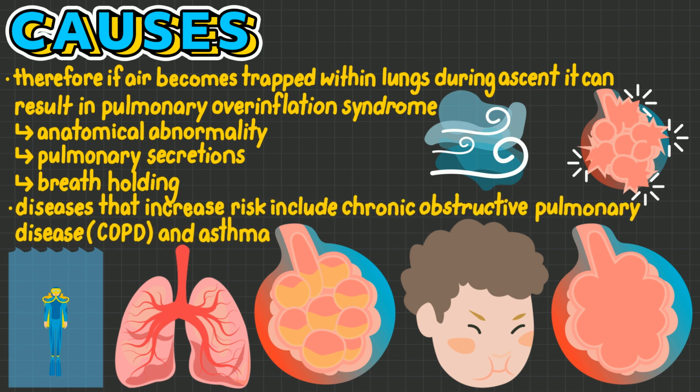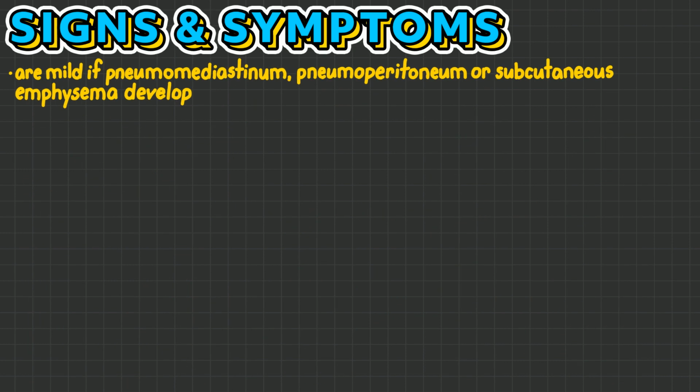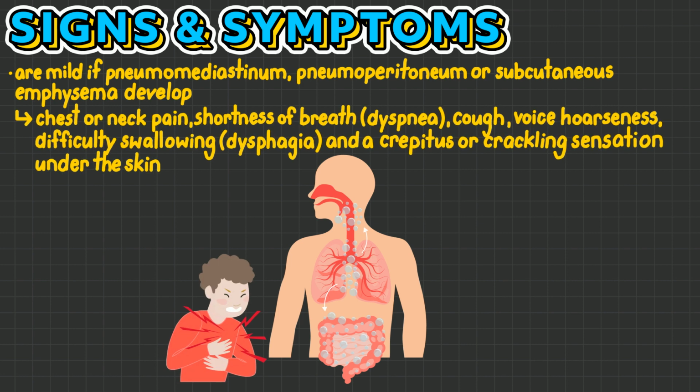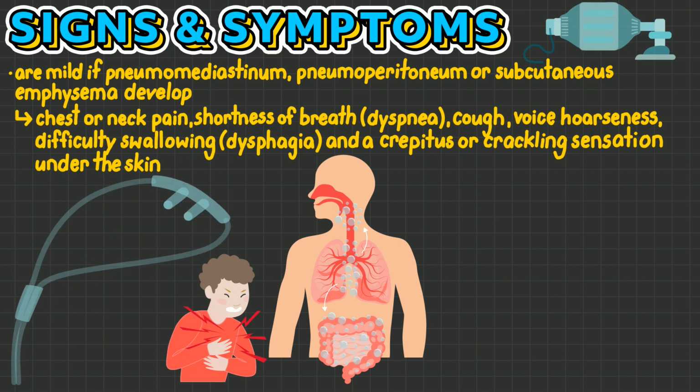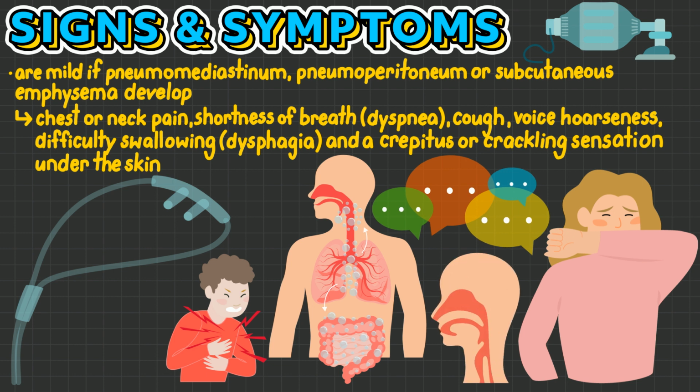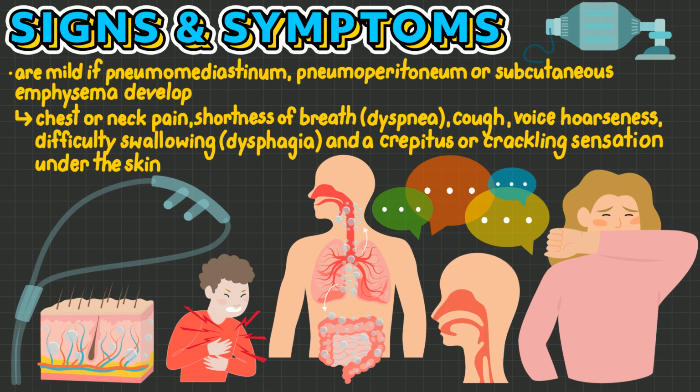Diseases that increase the risk of developing pulmonary overinflation syndrome include chronic obstructive pulmonary disease, also known as COPD, and asthma. Signs and symptoms of pulmonary overinflation syndrome are mild if a pneumomediastinum, pneumoperitoneum, or subcutaneous emphysema develop. This can include chest or neck pain, shortness of breath or dyspnea, cough, voice hoarseness, difficulty swallowing or dysphagia, and a crepitus or crackling sensation under the skin.